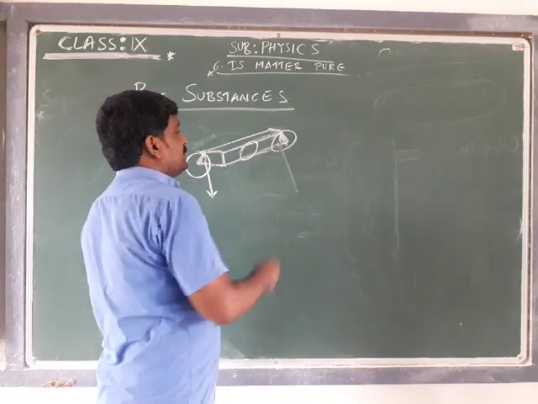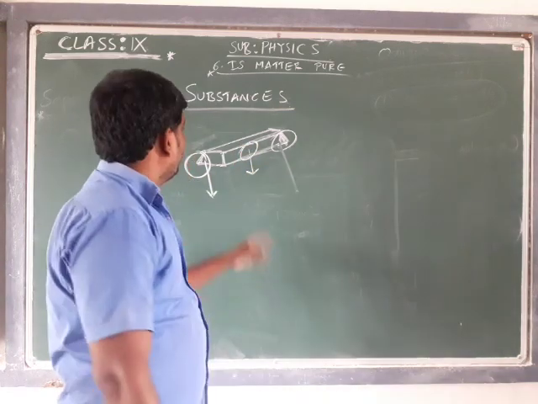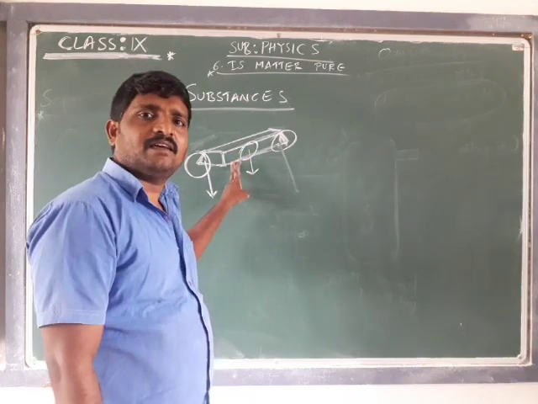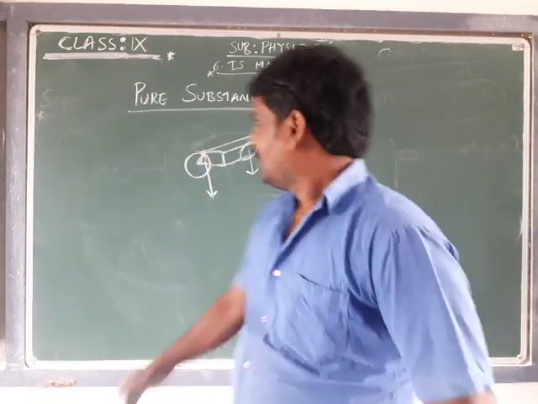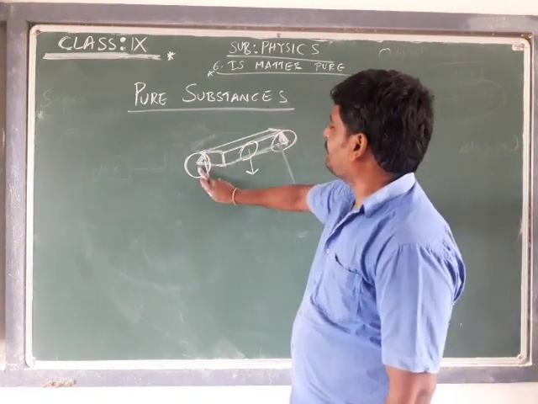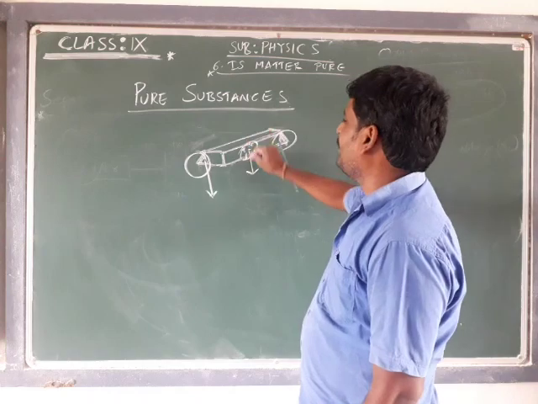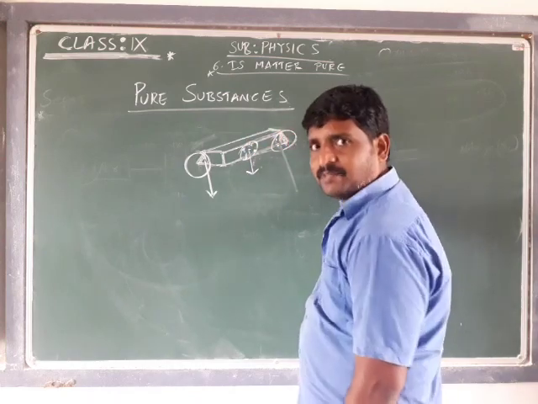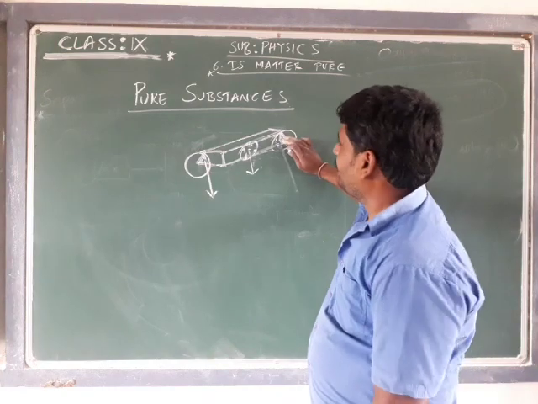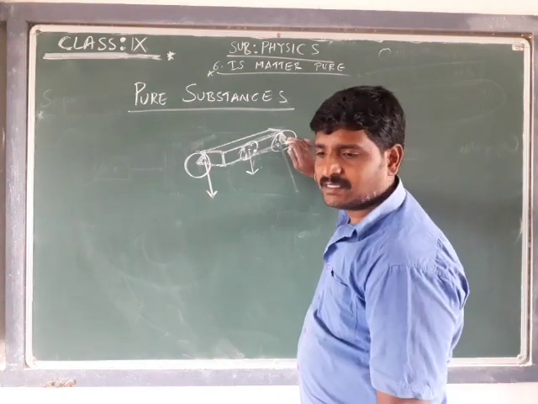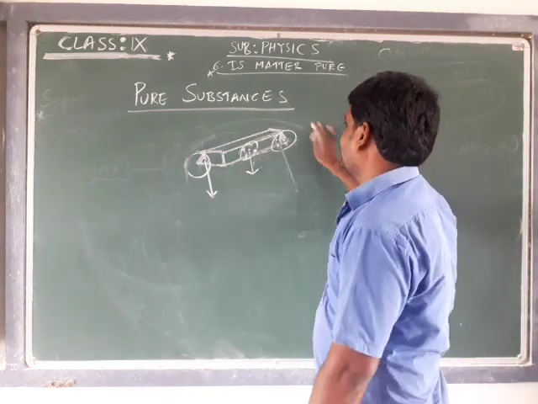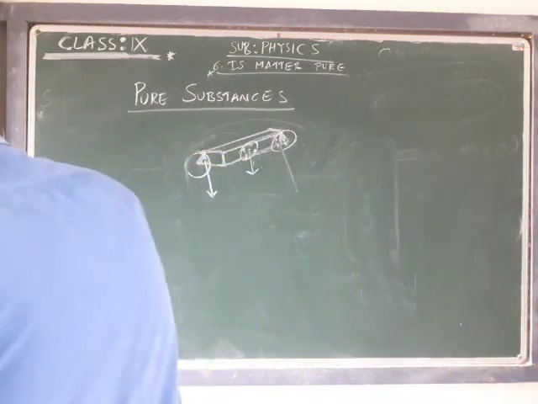If I take this part as a sample, whatever parts are there, the same type of parts will be there here also. Whatever substance is present at this point, the same type of substance will be present at this point, and also at this point. This type of substance is called a pure substance, where there is no change in the substance wherever you take the sample from.